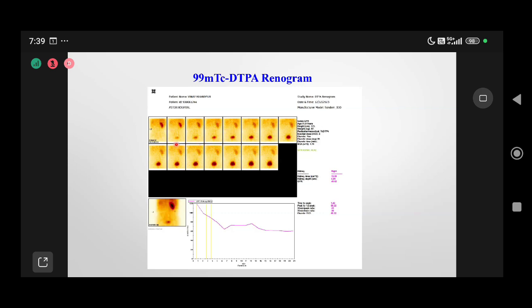Since the kidney is behind, here we can see only the right kidney is functioning and it is excreting, and this is the urinary bladder. The left kidney is non-functioning. And we will get to know about the GFR over here. How much the GFR is per minute, we will get to know in ml per minute.